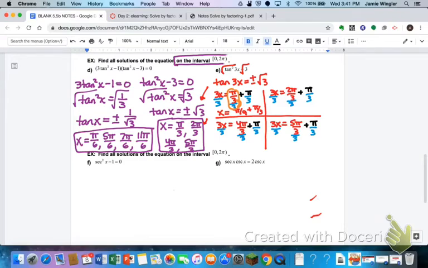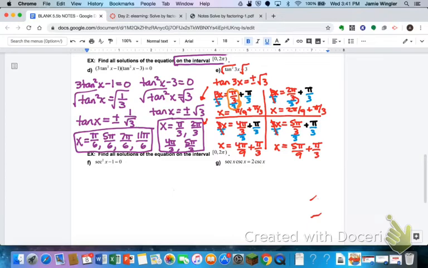Then that gives me, for an answer over here, x equals, remember, multiply these together, so 2 pi over 9 plus pi over 3. The 3's are going to cancel with all of these. X equals 4 pi over 9 plus pi over 3. And x equals 5 pi over 9 plus pi over 3. I can't leave my answers like this, though, because my directions say find or write all the solutions on the interval 0 to 2 pi.